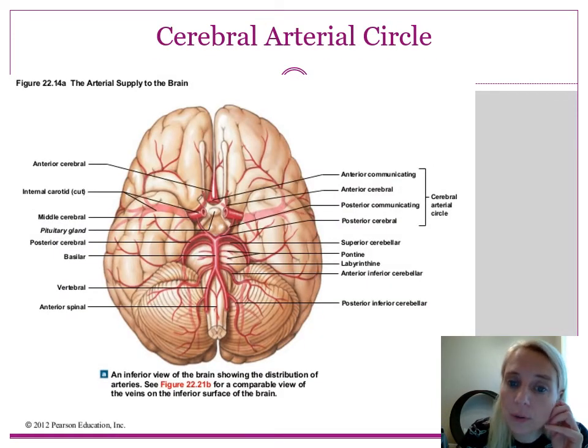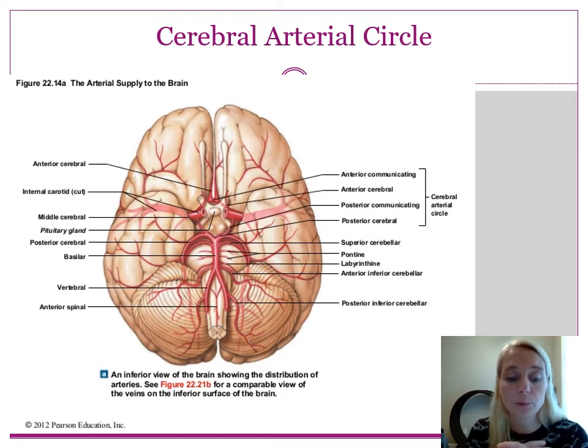The next is the cerebral arterial circle. It used to be called the circle of Willis. You still might see that in there. I like it because it reminds me of Bruce Willis, and he's pretty cool.